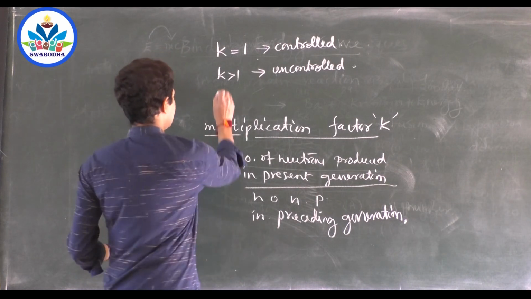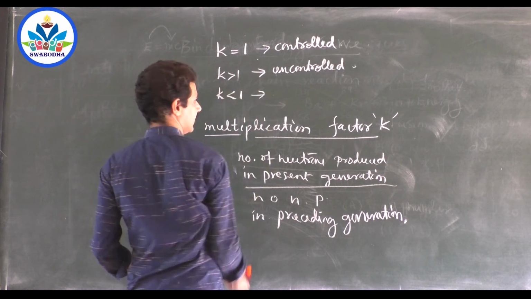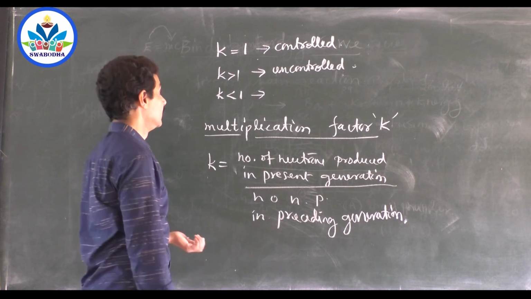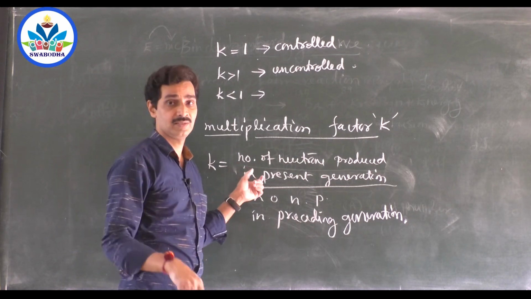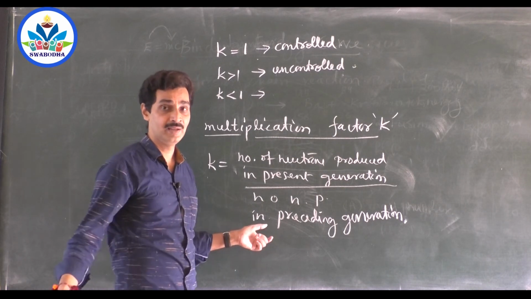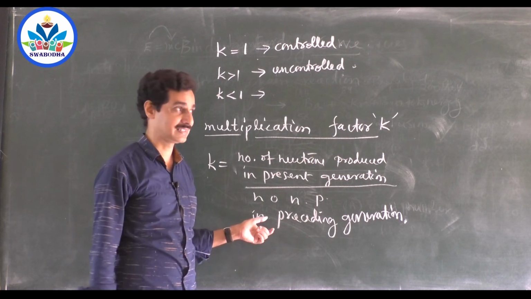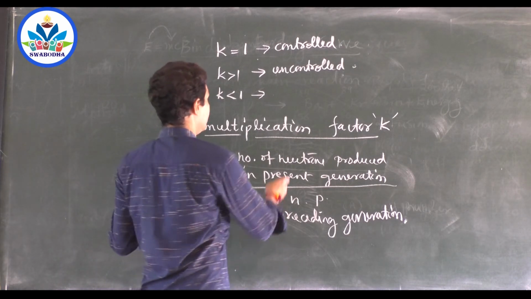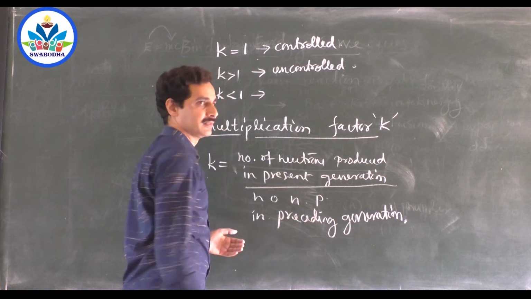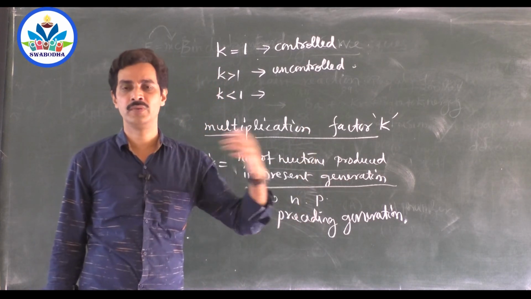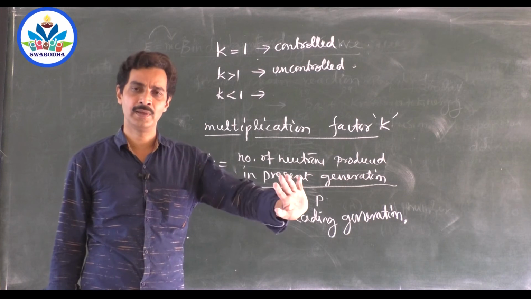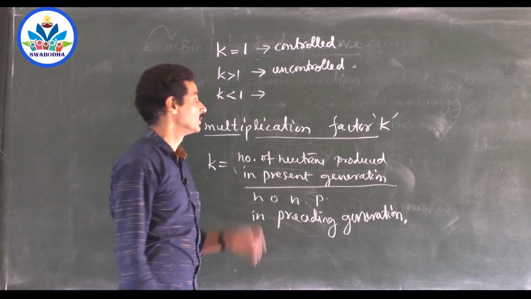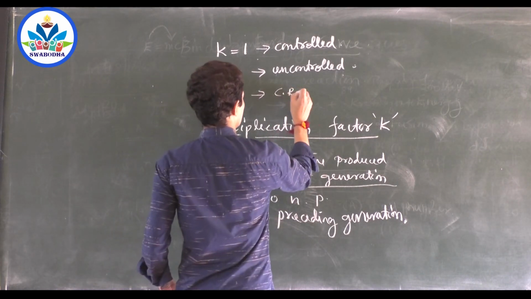So if K is less than 1, what do you mean by that? If the multiplication factor is less than 1, then the number of neutrons produced in the present generation will be less, like you are scoring fewer marks in the final exam and more marks in the previous exams. Your performance is getting poorer and poorer. So that is a chain reaction which is going to be stopped. A chain reaction which will end not in an explosion, with no energy released. So finally it will stop.